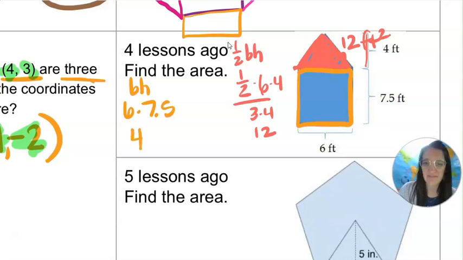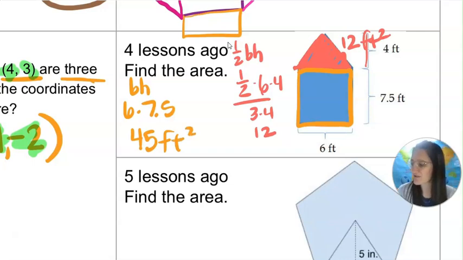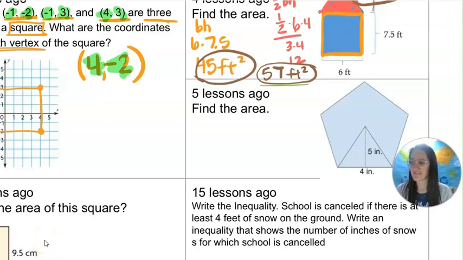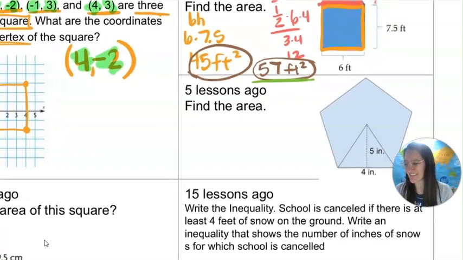Like if you do math for enough years, you'll be able to do this stuff in your head. Okay, so now what I'm going to do is add the 12 and add the 45, and I'm going to get 57 feet per second. 57 feet squared, or squared feet.